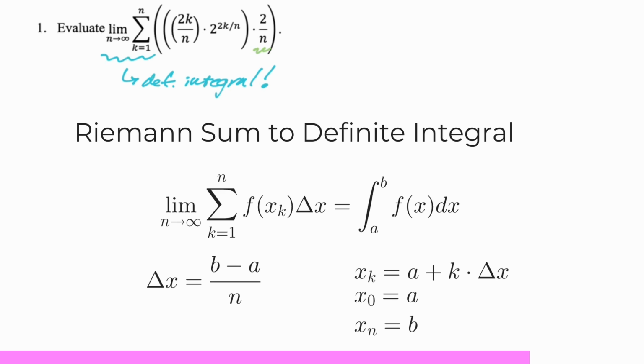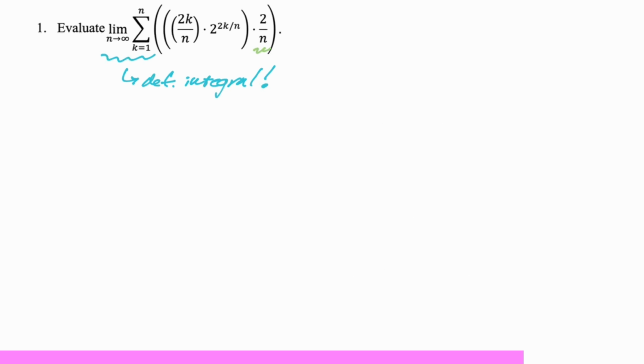So here you can see there's just this 2 over n, right? We're doing rectangles, basically it's base times height. The base in this case is going to be 2 over n, so that's going to be our delta x. So delta x is 2 over n.